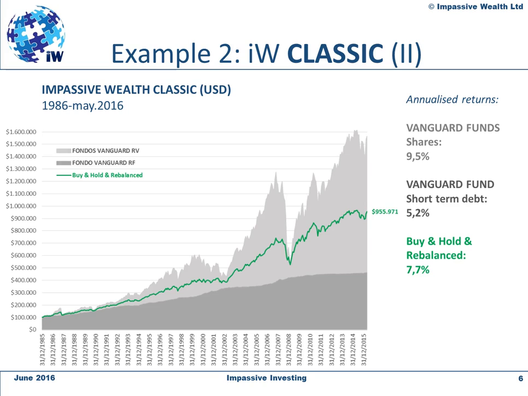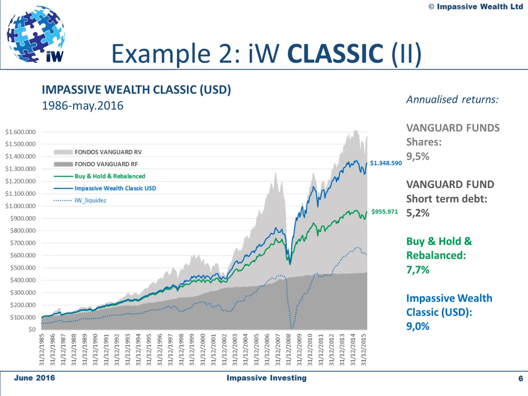Okay. Now, a strategy of buy, hold, and rebalance with all the Vanguard funds for shares and the Vanguard fund for the liquidity, meaning once a year you return your asset classes to their original percentage, right? Once a year, normally on your birthday, so you don't forget it, would provide 7.7%. Okay, right? Which is a nice return. Now, Impassive Wealth Classic in US dollars would return 9%, okay, which is great. We only lose half a percentage point, which is substantial but not huge, you know.